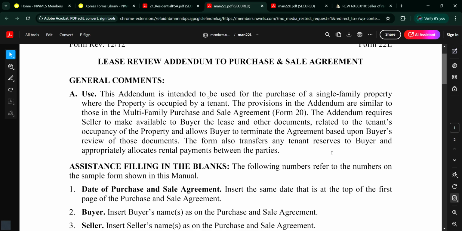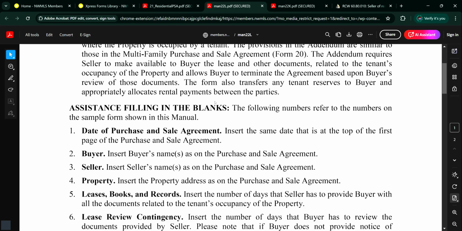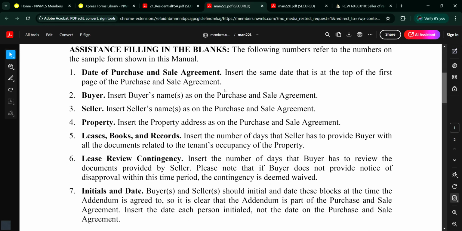So let's take a look at it. Assistance in filling in the blanks. You've got the date, of course, the buyer's name, seller's name, the property address. Lease books records, insert the number of days that seller has to provide buyer with all the documents related to the tenant's occupancy of the property.